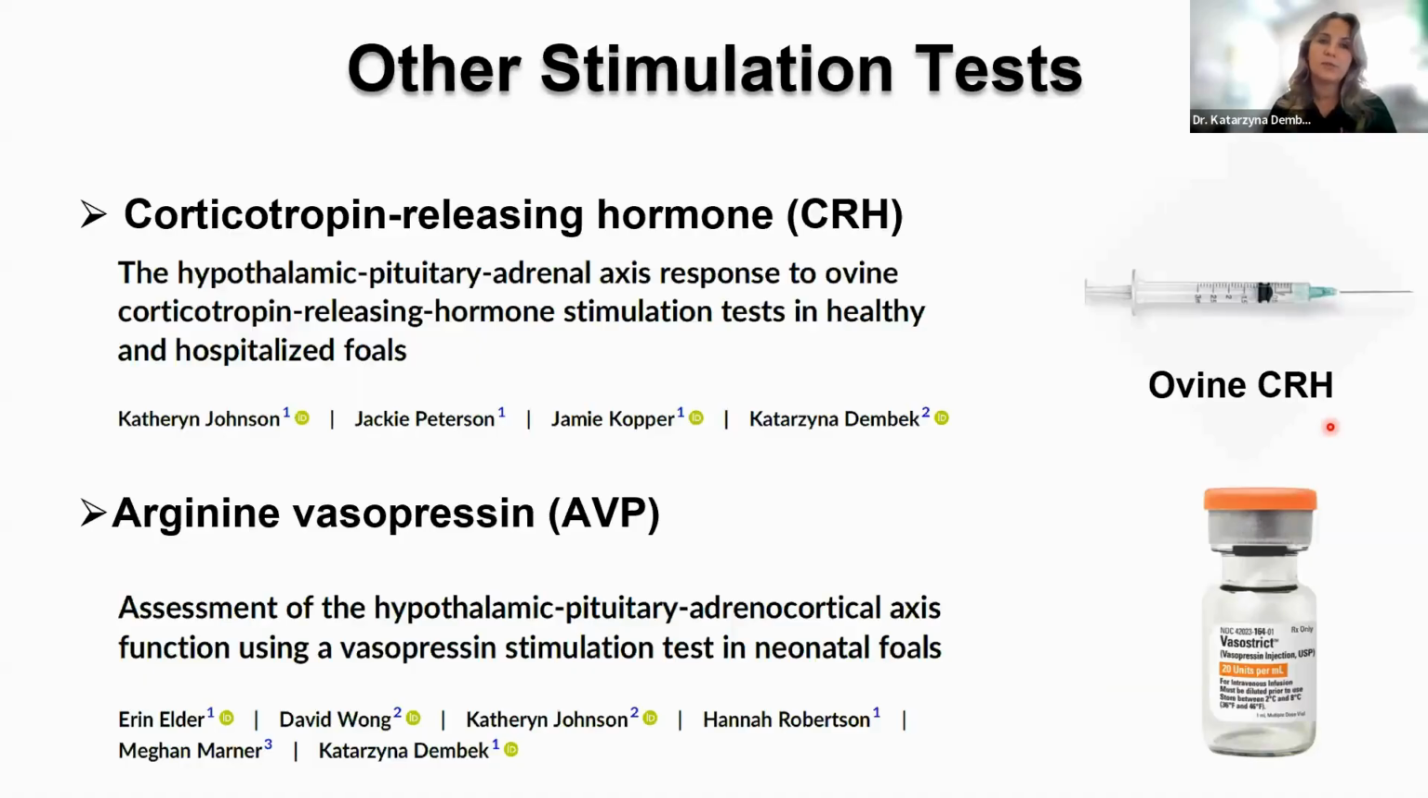Therefore, the question that we asked was, is there a better test, or is there another test that we can use to assess the function of the entire HPA axis? And recently, we published a couple of papers. So one looking at corticotropin-releasing hormone stimulation test in healthy and hospitalized foals. And currently, we are working on vasopressin stimulation test. And the first part of the study has been published 2 years ago, looking at vasopressin stimulation test in healthy foals. And the goal of the study was to determine the optimal dose of vasopressin.